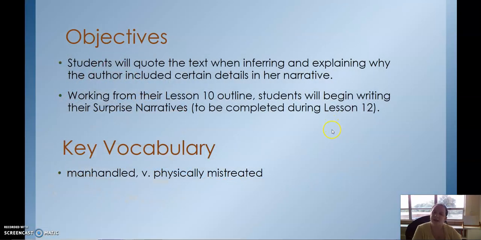Our objectives for today's lesson are to quote the text when inferring and explain why the author included certain details in her narrative. And working from your Lesson 10, you're going to begin writing your surprise narratives, and it's going to actually be completed in Lesson 12. Your key vocabulary is manhandled, physically mistreated.